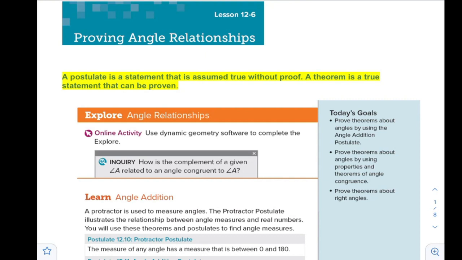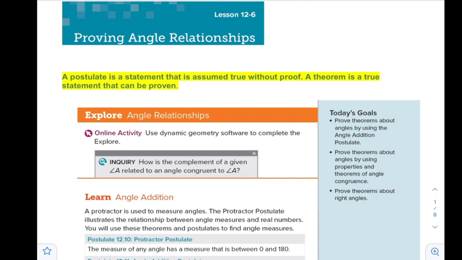Let's differentiate between the postulate and the theorem. A postulate is a statement that is assumed true without proof. So when you see the word postulate, we are assuming that it is true without proving it.